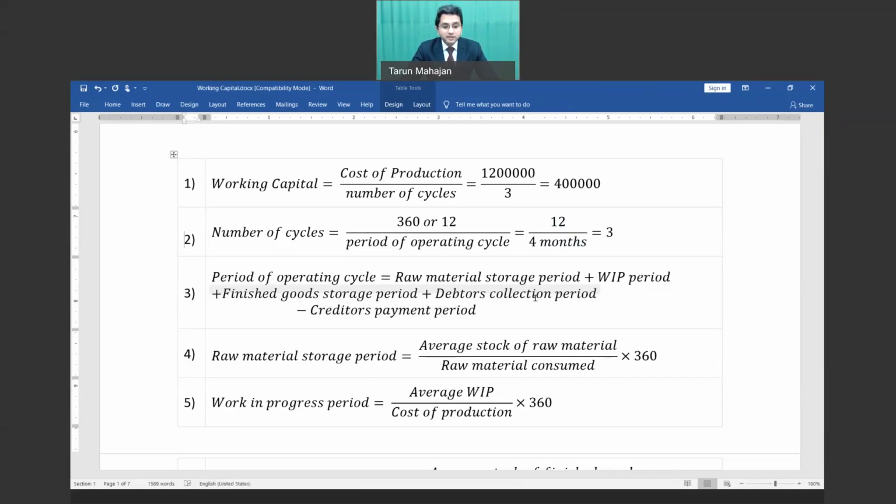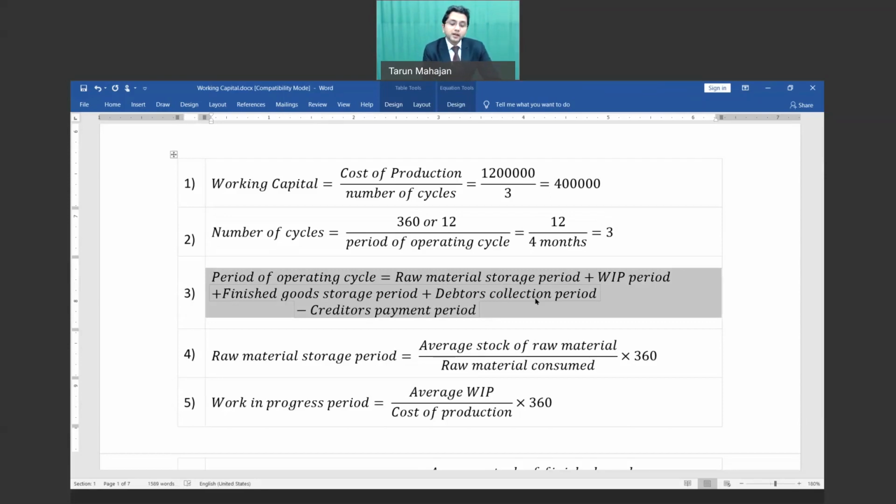But now the question arises, how do I calculate period of operating cycle? So period of operating cycle is equal to raw material storage period plus WIP period plus finished goods storage period plus debtors collection period minus creditors payment period.